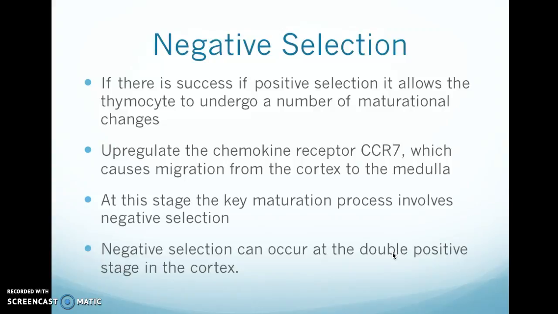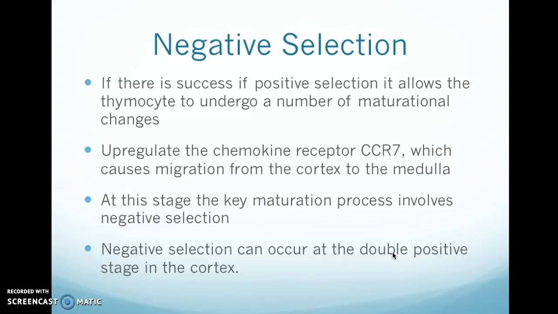So, negative selection. Success in positive selection allows the thymocyte to undergo a number of maturational changes during the transition to a single positive T cell. The single positive T cell upregulates the chemokine receptor CCR7; chemokines are a family of small cytokines or signaling proteins that are secreted by cells. CCR7 causes a migration from the cortex to the medulla. At this stage, the key maturation process involves negative selection and the elimination of autoreactive thymocytes.